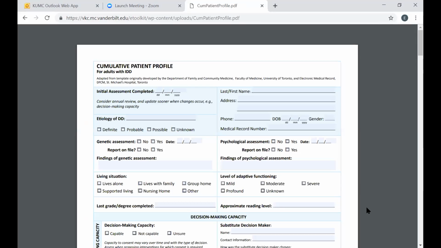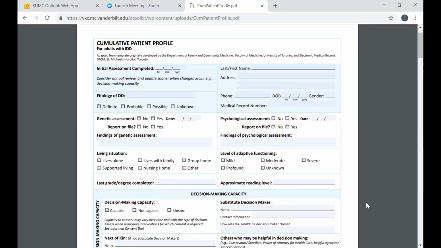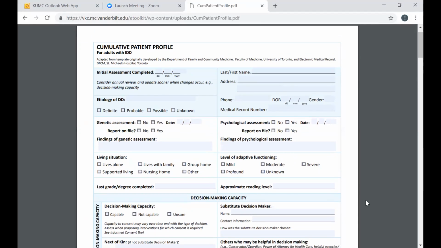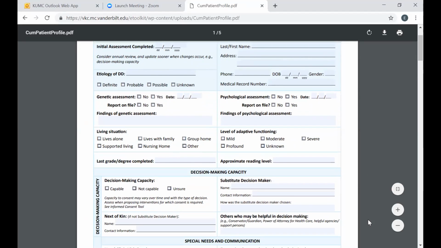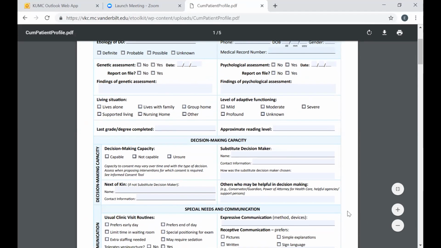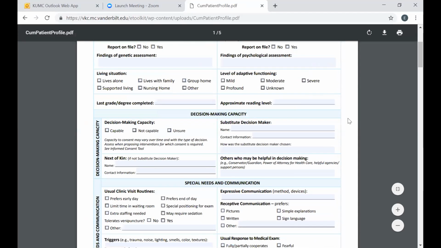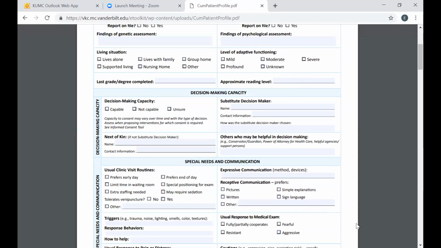If you wanted to use this form, you absolutely can. It could be mailed to the patient, or given to them at the front desk when they check in. It's got etiology of developmental delay, their genetic assessment if they've had one, psychologic assessment, living situation, level of adaptive functioning, decision-making capacity, and who their substitute decision maker is, all things that would be nice to know as a primary care provider. If this person was coming to my office and I have all this in my hand, it might alleviate some of the angst or anxiety I have about taking care of that individual.